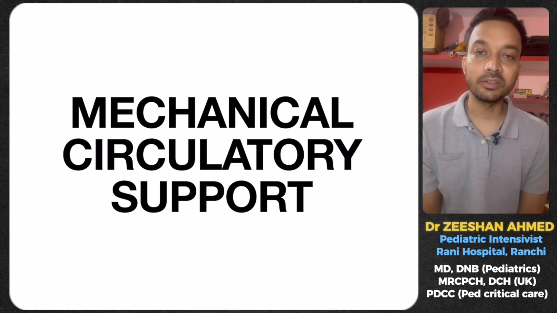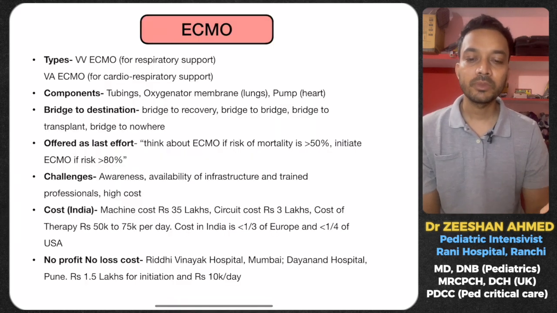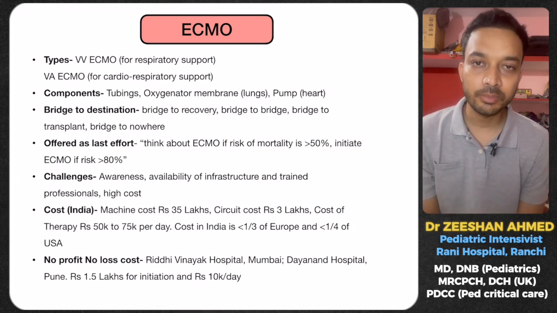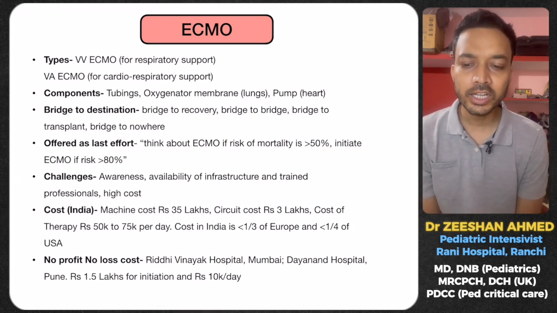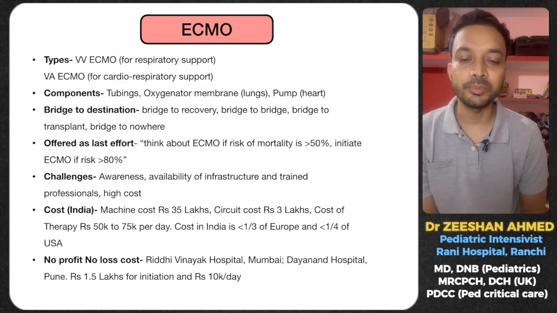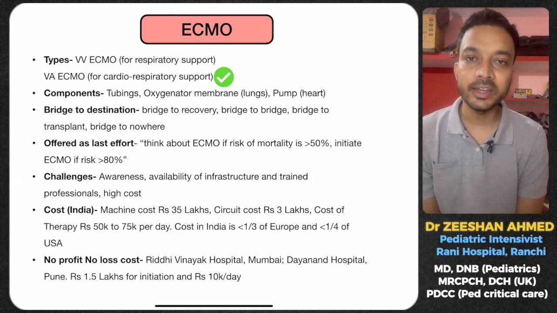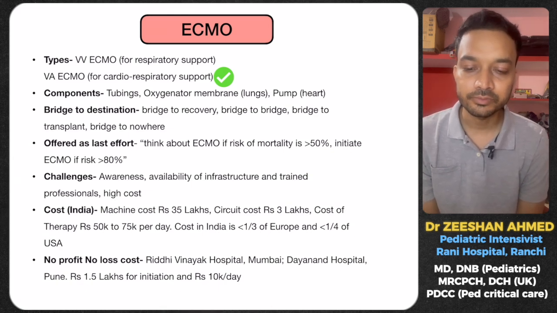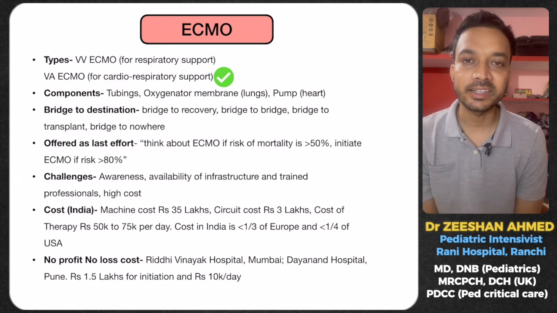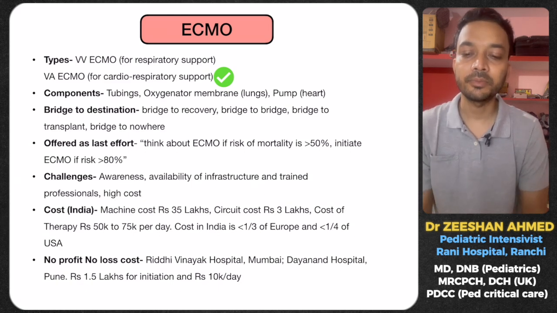Coming to mechanical circulatory support, there are two forms, ECMO and VAD. First we will discuss ECMO. There are two types: VV ECMO, which offers only respiratory support, and VA, veno-arterial ECMO, which is for cardiorespiratory support. And VA ECMO is the one used in heart failure. Components are tubings, an oxygenator membrane which acts as the lung, and a pump which acts as the heart.